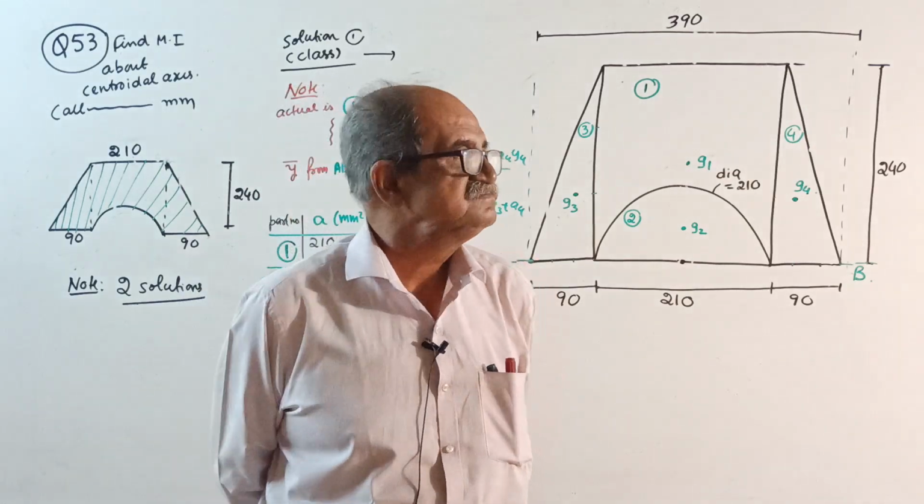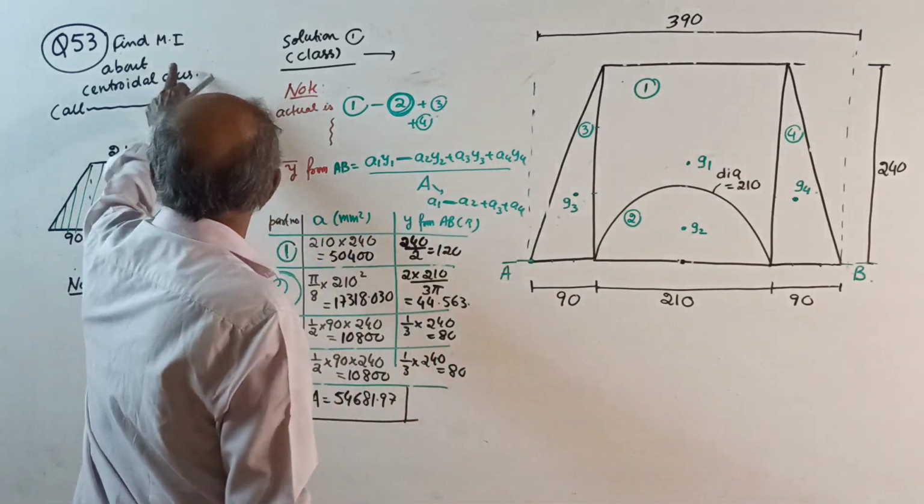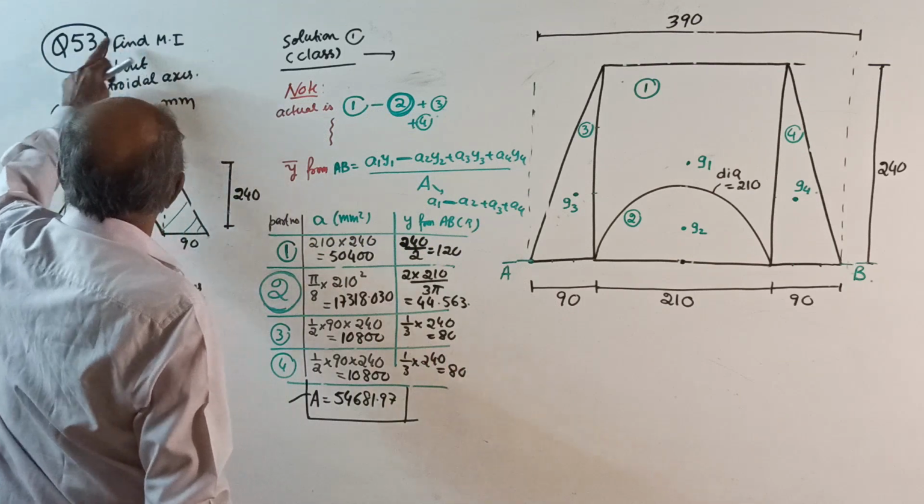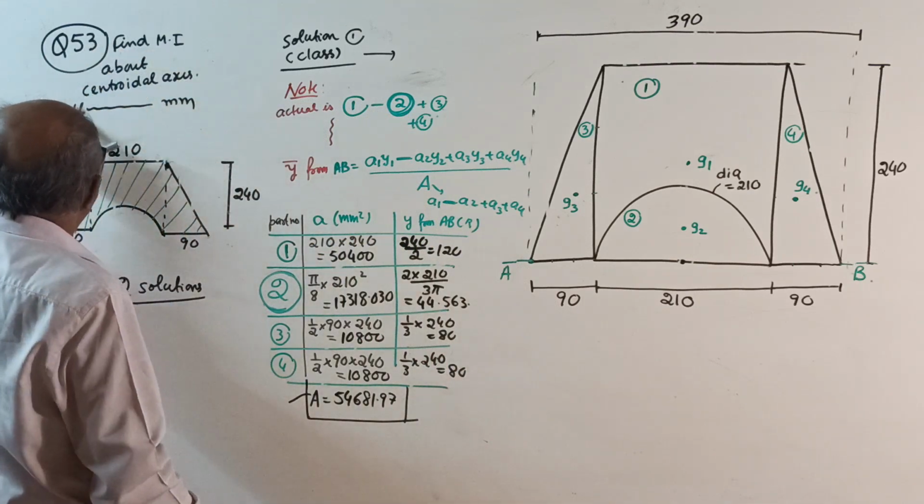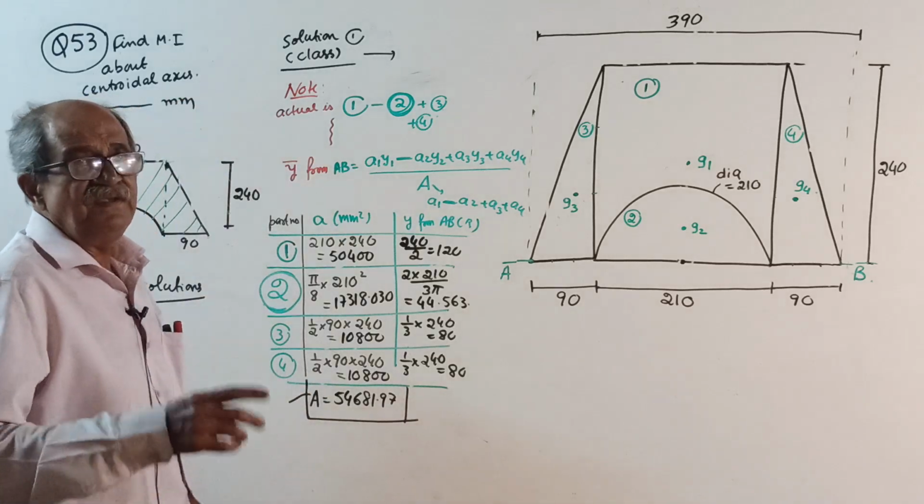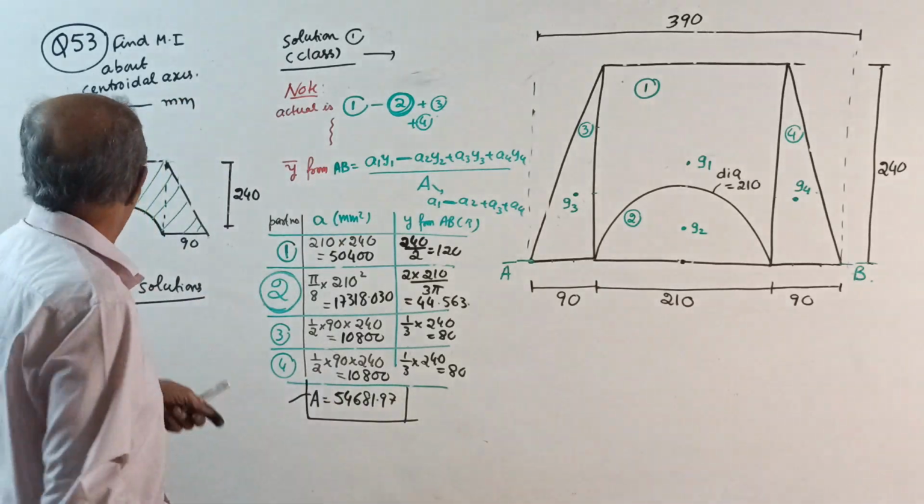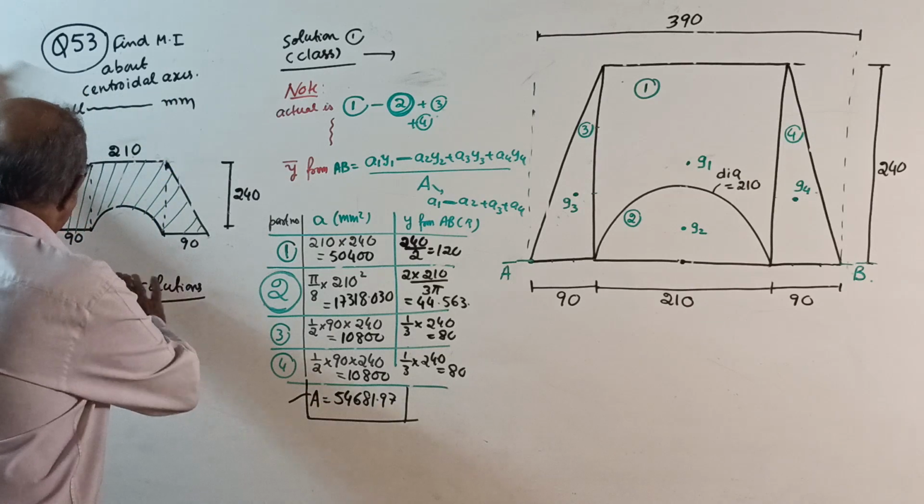Welcome to all. Today question number 53. Find moment of inertia about centroidal axis, so that is the usual Ixx, Iyy. All dimensions are in millimeter. This is the given sketch.